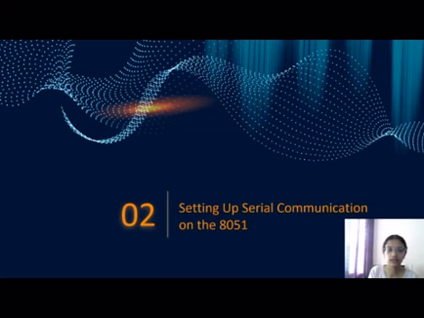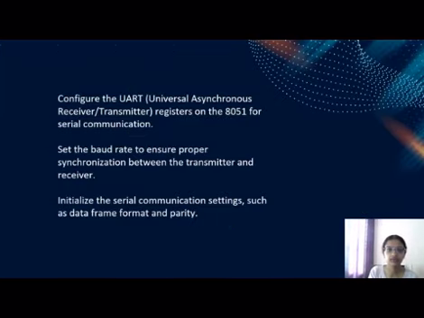Setting up serial communication on the 8051. Configure the UART registers on the 8051 microcontroller to enable serial communication. Set the baud rate to ensure proper synchronization between the transmitter and receiver. Initialize the serial communication settings, including data frame format and parity. Adjust the serial control, that is the SCON register, to specify the desired communication mode. Use Timer 1 in mode 2 to establish the required baud rate.